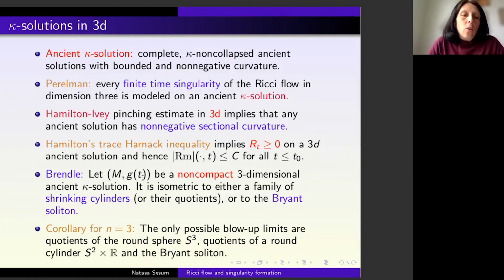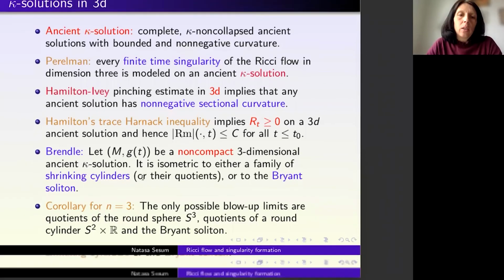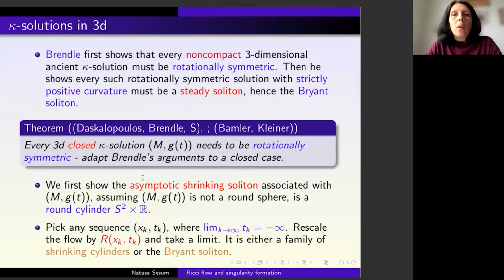Okay, so as a consequence of his result, you can see that the only possible blow-up limits, in the case of singularities in 3D, are either the round sphere, a quotient of a cylinder, or the Bryant soliton. These are the only candidates. So he proves that in his paper. But in the paper of Perelman, he also says that the only possibility for compact solutions is the spheres or the Perelman solutions, and there is nothing else in between. Okay, so that's what I want to focus on a little bit next.